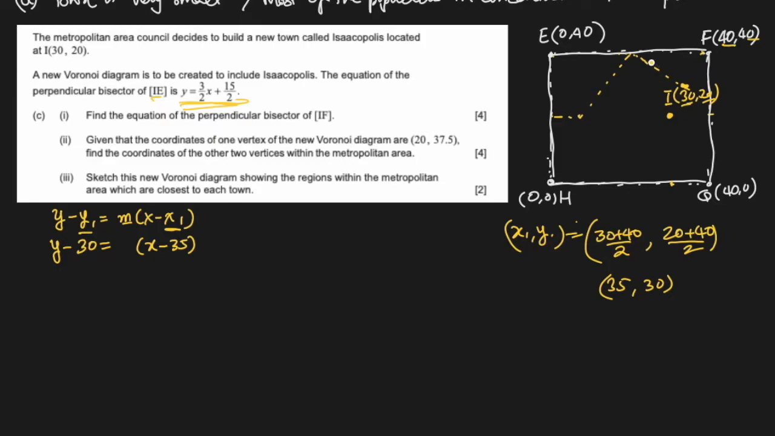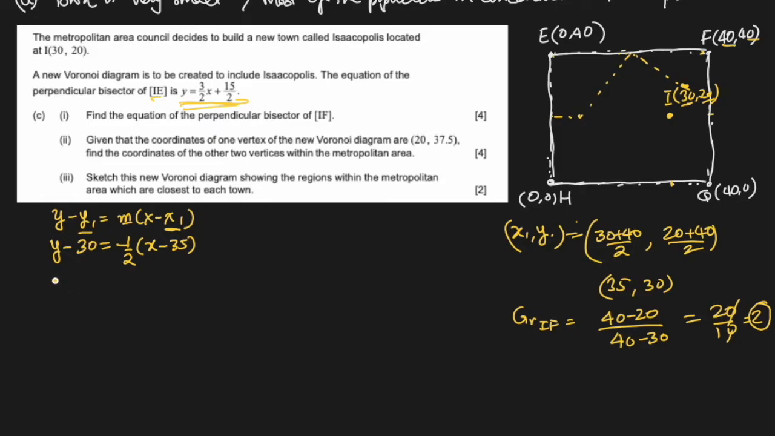The gradient of this line is unknown to us, but we can find the gradient of IF. So the gradient of IF will be y2 minus y1, 40 minus 20, divided by x2 minus x1, 40 minus 30, which is 20 divided by 10, which is 2. Yes, 2. But this is not the gradient of the line we are looking for. This equation is for the perpendicular bisector, so we will use the negative reciprocal of 2, which is negative half.